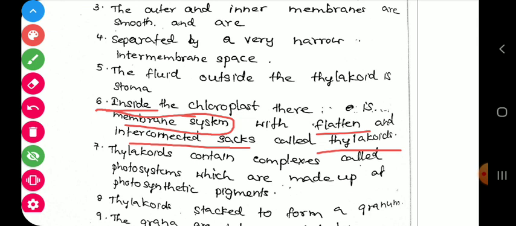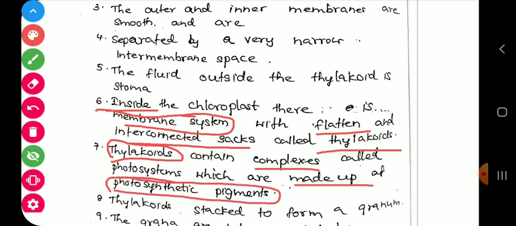Thylakoids contain complexes. What are those complexes called? They are called photosystems, which are made up of what? Photosynthetic pigments, right? So thylakoids contain complexes called photosystems, which are made up of photosynthetic pigments. All right.